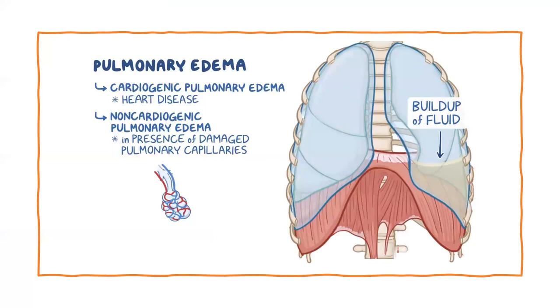And this here is just a picture of pulmonary edema. We've got cardiogenic edema, which is caused by heart disease, and then non-cardiogenic pulmonary edema, in the presence of damaged pulmonary capillaries. So you can kind of see here with that fluid buildup. And like I said, we'll see this again towards the end of the semester when we get into our respiratory chapter.